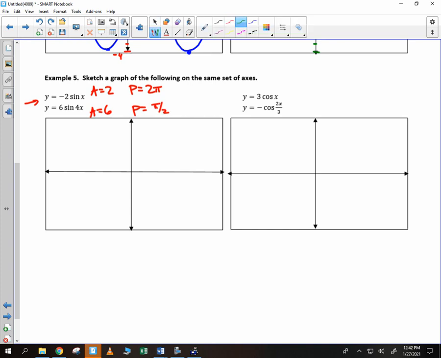So watch how I mark this off. We're going to go 2 pi, pi, pi over 2, and 3 pi over 2. Negative 2 pi, negative pi, negative pi over 2, and negative 3 pi over 2. So those are negative.